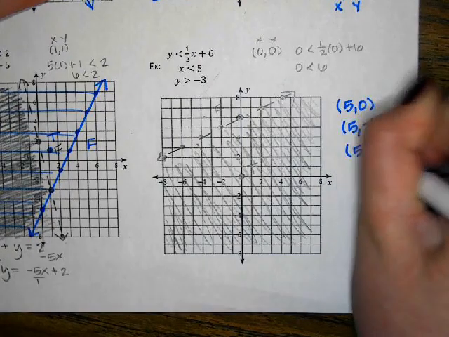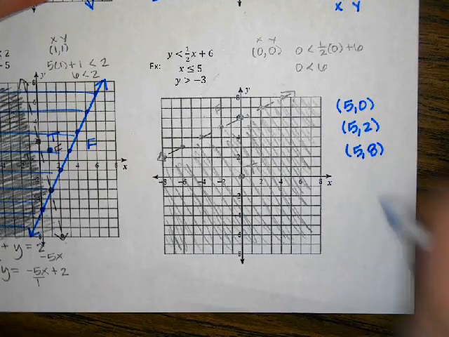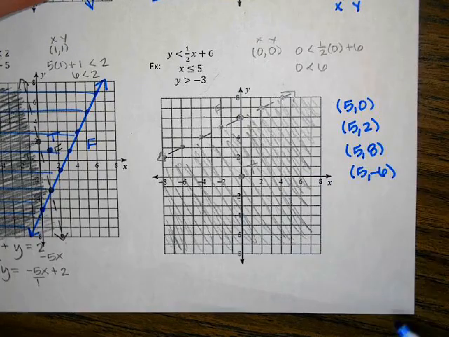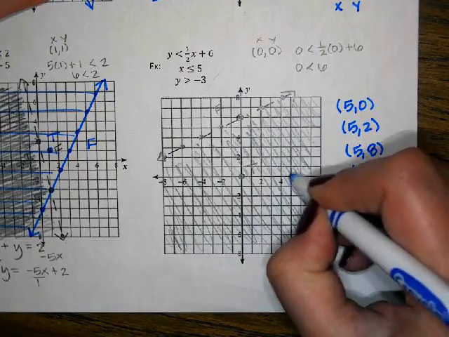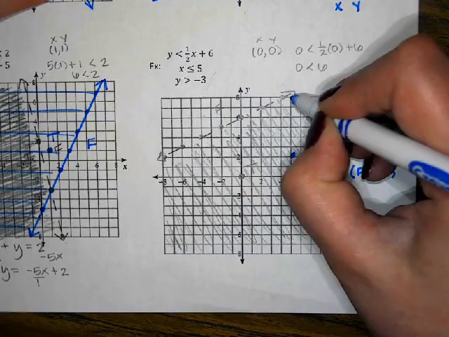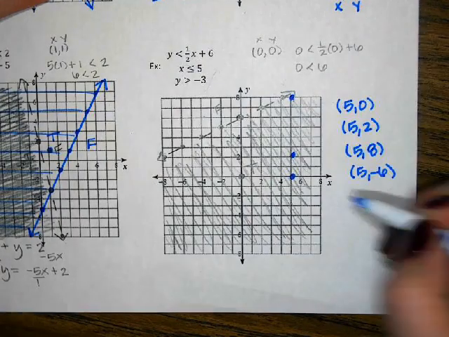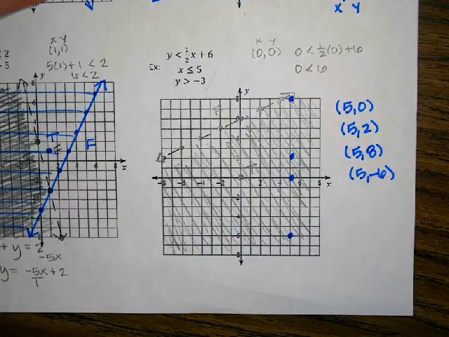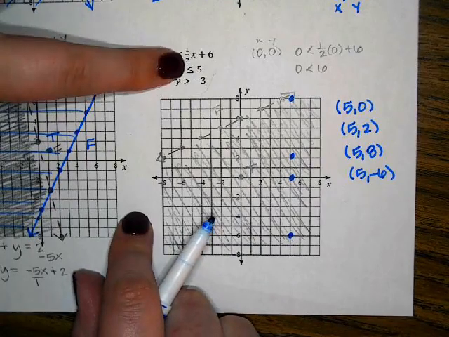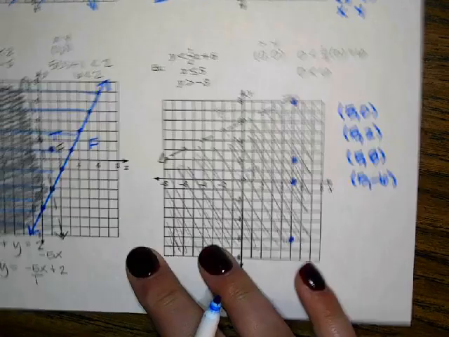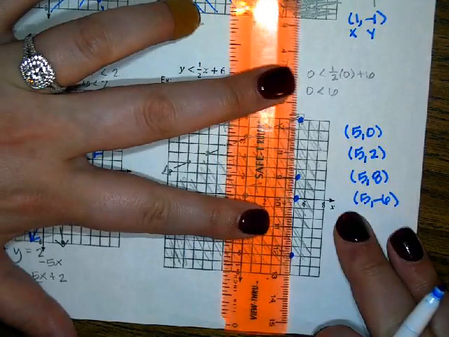Okay, so I'm going to draw all these points. So I got 5, 0. I've got 5, 2, 5, 8, and 5, negative 6. And I'm going to connect those points with a straight line. Is it solid or dotted? Solid. Okay.